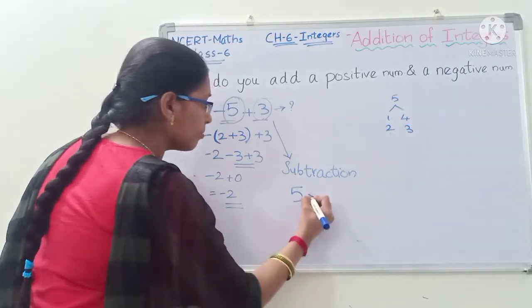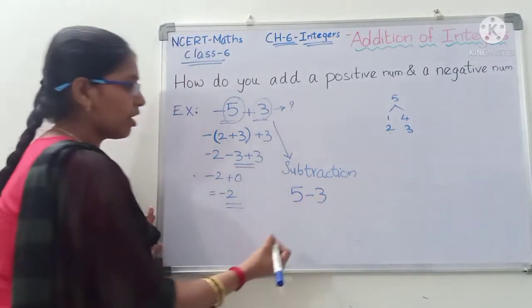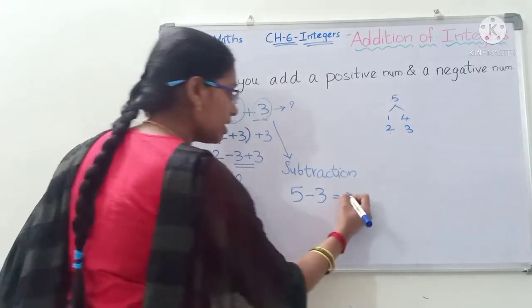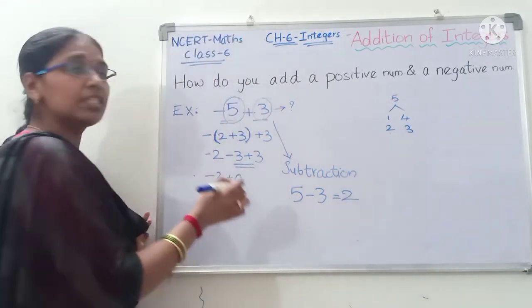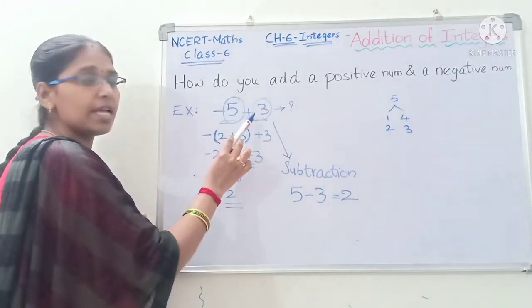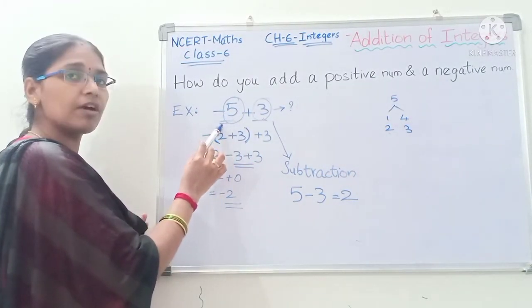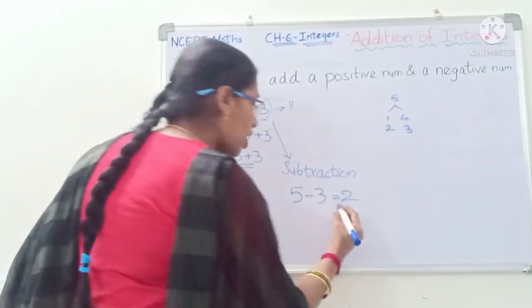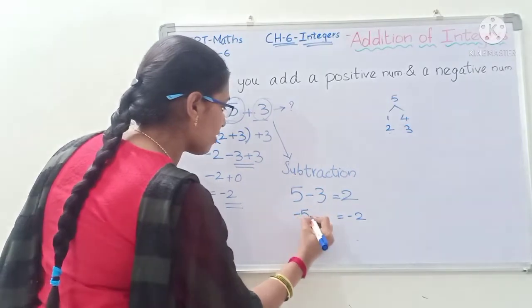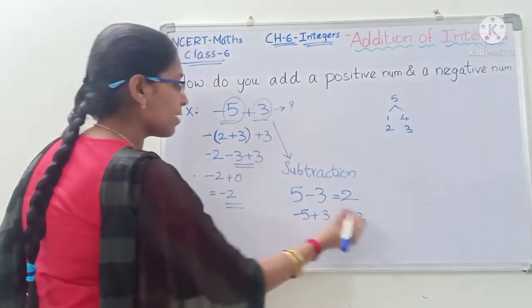5 is the big number and 3 is the small number. Subtract 3 from 5. What answer did you get? 5 minus 3 is 2. Now check the sign of the big number. Here 5 is larger than 3. What is the sign of 5? It is negative. So the answer will be minus 2. That is, minus 5 plus 3 is minus 2.